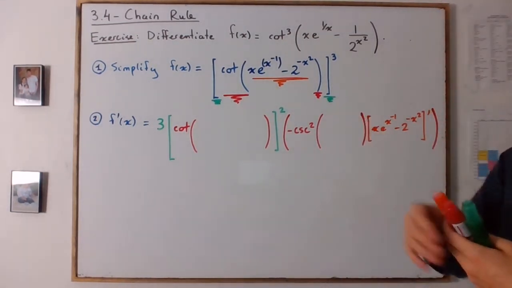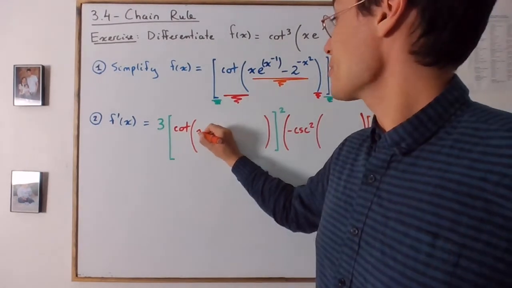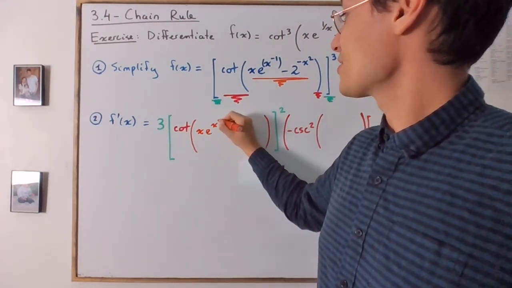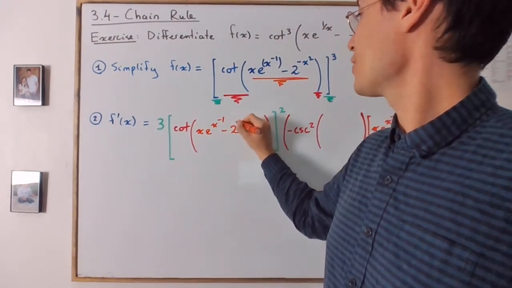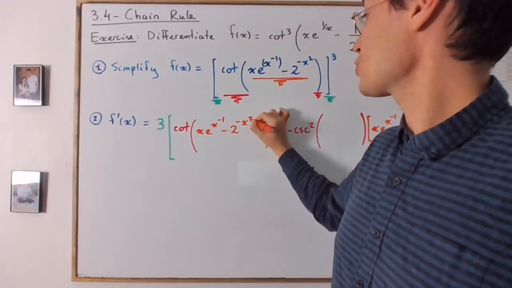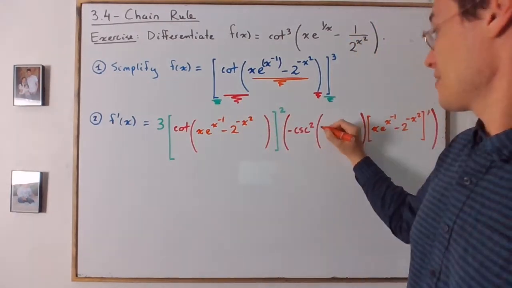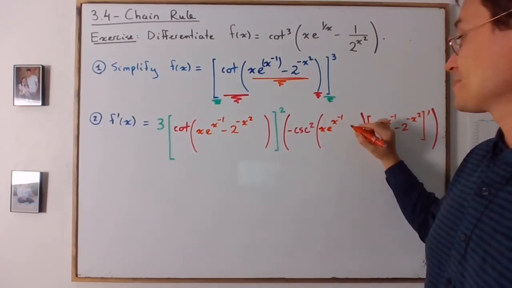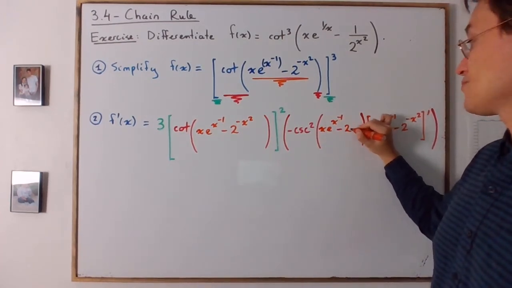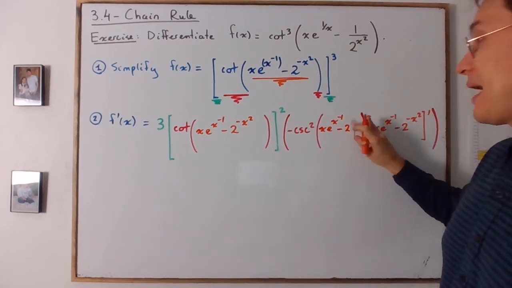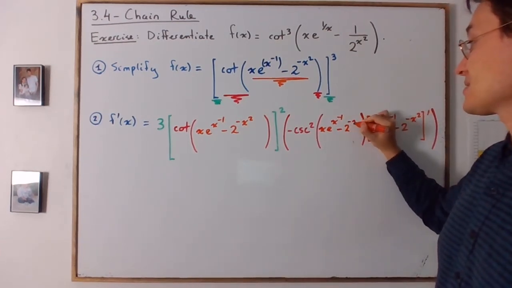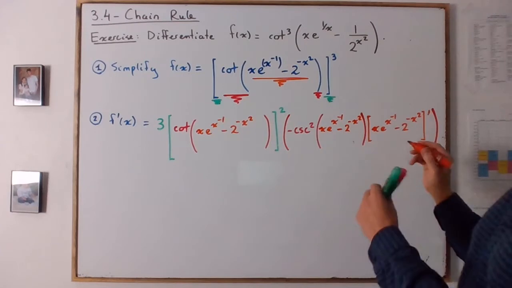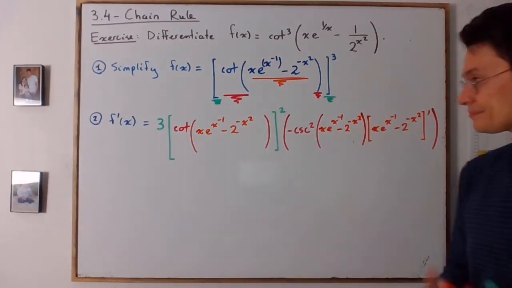All right, now let's write the inside function in every place. So x e to the x to the negative 1 minus 2 to the negative x squared. Okay, so that goes here. That goes also here. Oh, 2 to the power of negative x squared. Okay, so we have everything. That's good.